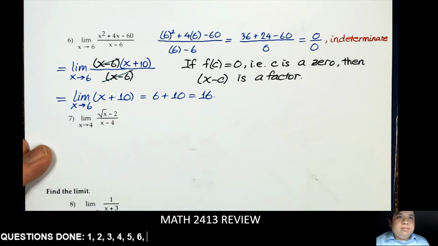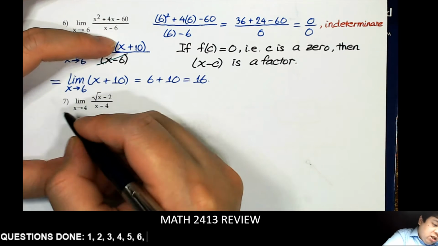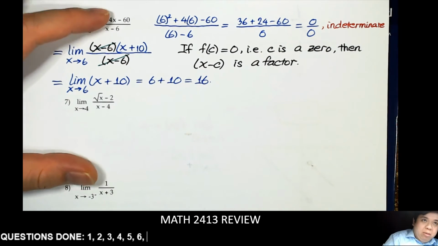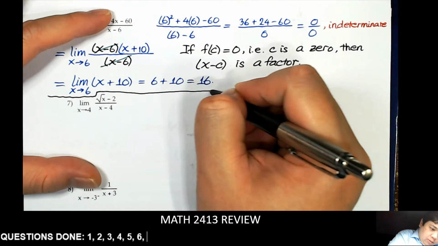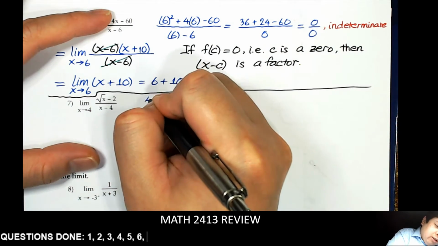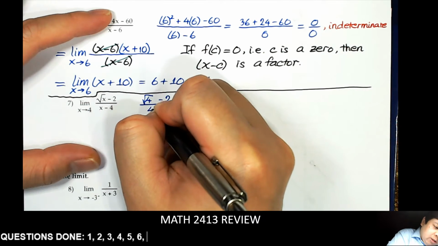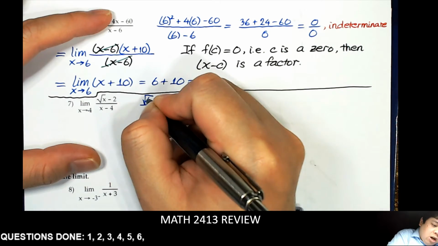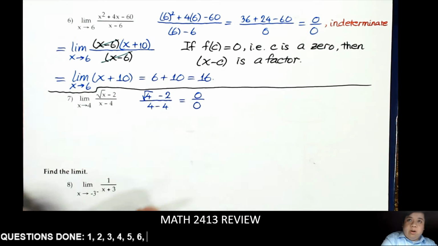Right, next. This one has the square root. Usually when there's a square root we use the conjugate, but don't assume that, just always put in the numbers and see what happens. So I'm going to put in 4. The top, square root of 4 is 2. 2 minus 2 is 0. So indeed we have 0 over 0.